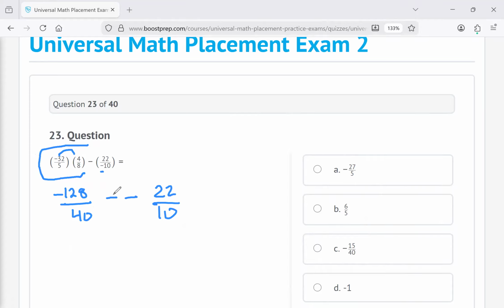So two minuses, and then you have 22 over 10. What happens is two negatives become a positive. So now it's going to be positive 22 over 10. And then over here, what is negative 128 over 40? It can be reduced by 4. So this is going to be negative 32 over 10.